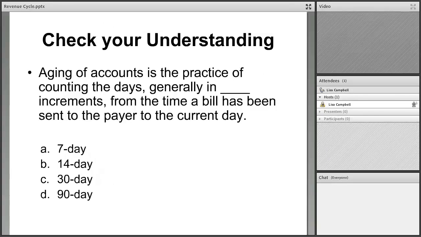Aging of accounts, our next question, is the practice of counting the days, generally in increments, from the time a bill has been sent to the payer to the current day. Is the answer A, 7 days, B, 14 days, C, 30 days, or D, 90 days? So we're talking about the aging of the accounts and the increments. And so the correct answer is C, 30 days.